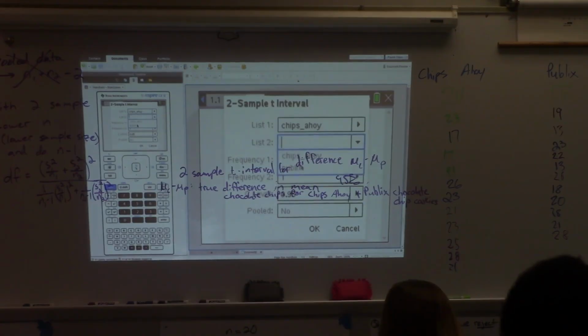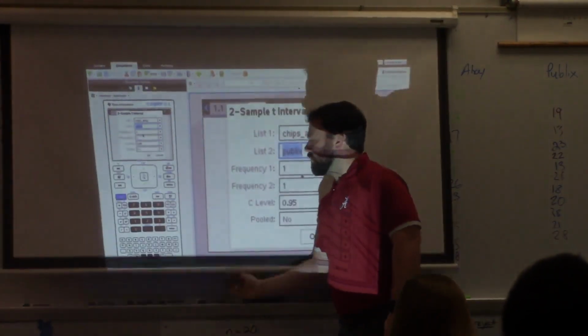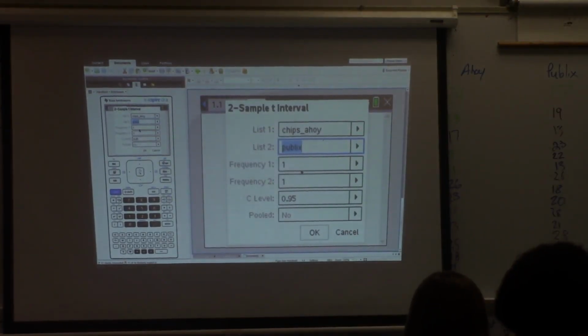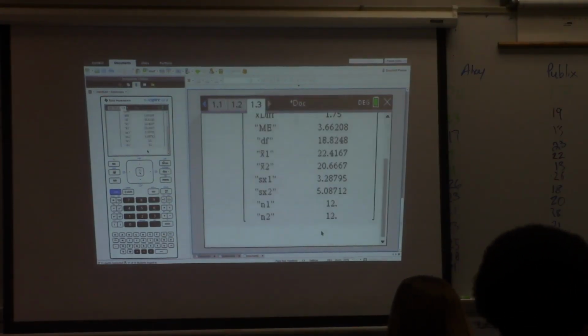Chips Ahoy and Publix. And notice, this is why I brought this up earlier. Confidence level is what? 95%. Are we going to pool our data? No, don't pool your data. Just hit OK.